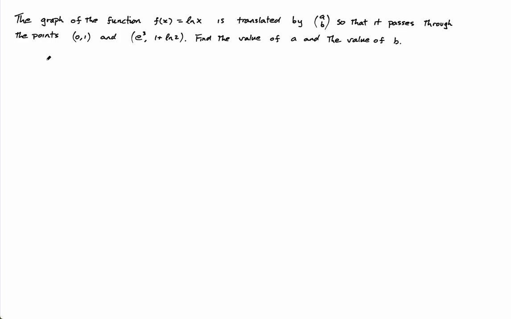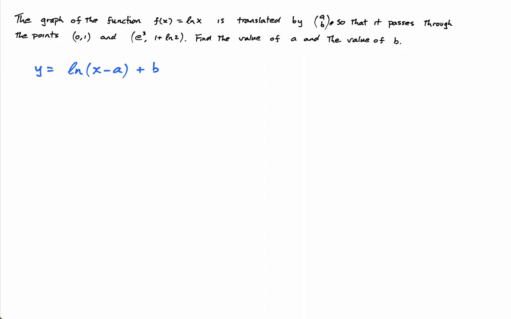So, firstly, if we translate this by the vector a, b, what we end up with is y is equal to ln of x minus a, because the a is the horizontal translation, so that's my f of x minus a. That's how we do a horizontal translation, if you remember that lesson. If not, go back and watch it. And then the b is the vertical translation, so we just add b. So this is the new function with the translation.